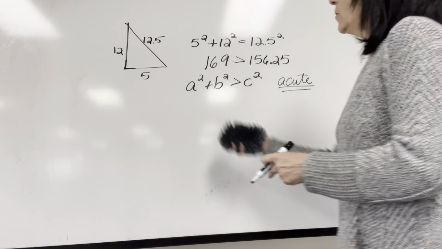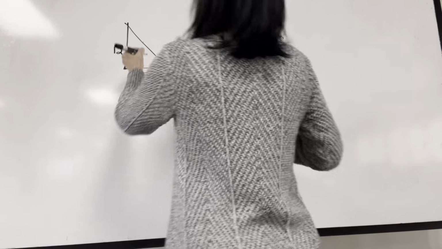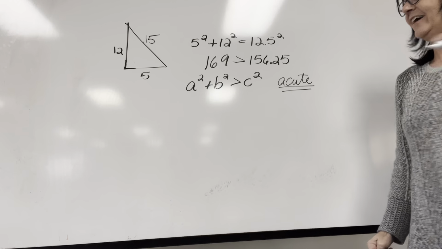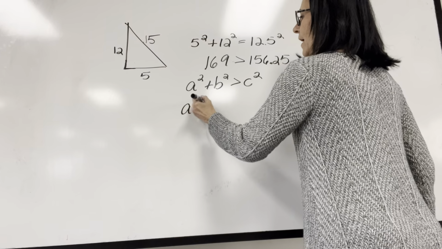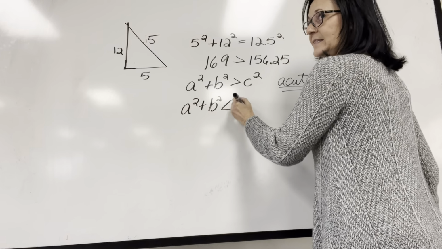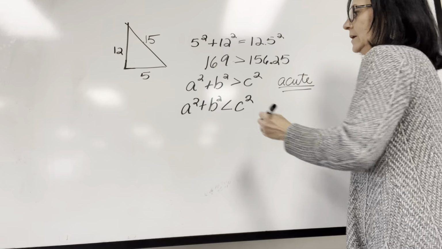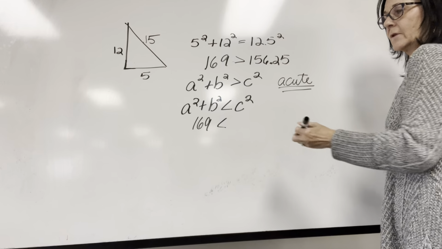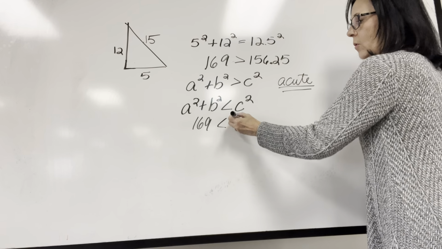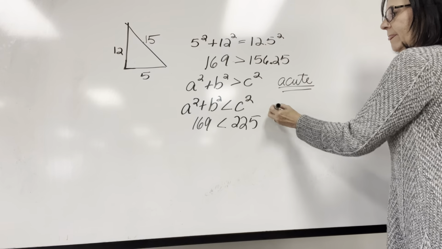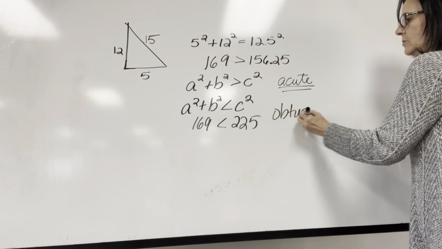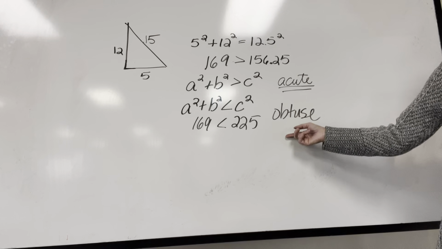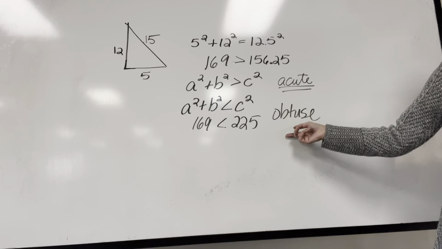Okay, now what if I changed it to 15? Obtuse. It doesn't work, but it's big. Okay, let's work it. When a squared plus b squared is less than c squared, which is 169 is less than what's 15 squared? 225. Then we have an obtuse triangle. Obtuse, acute.